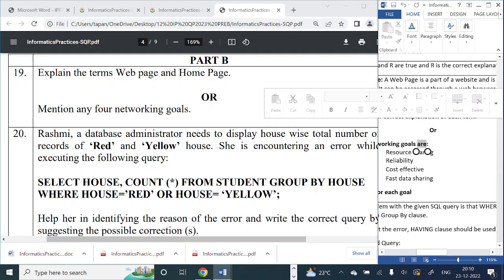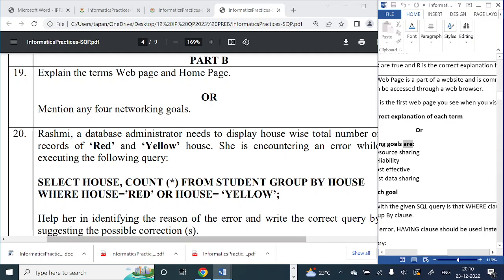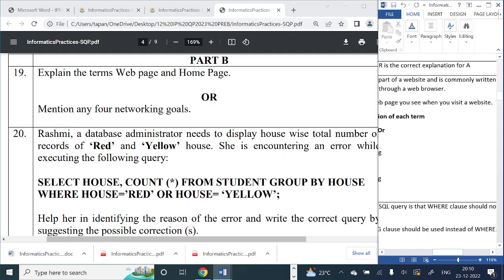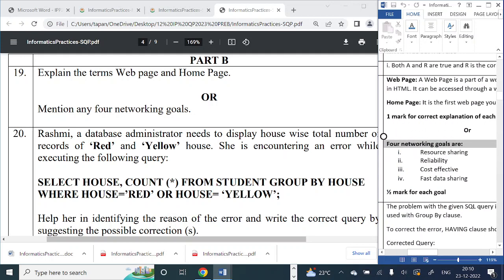It can be accessed through a web browser, and home page, it is the first page you see when you visit a website. So it is the first page, web home page, and web pages are all the pages or a part of the website. Next, mention any four networking goals.